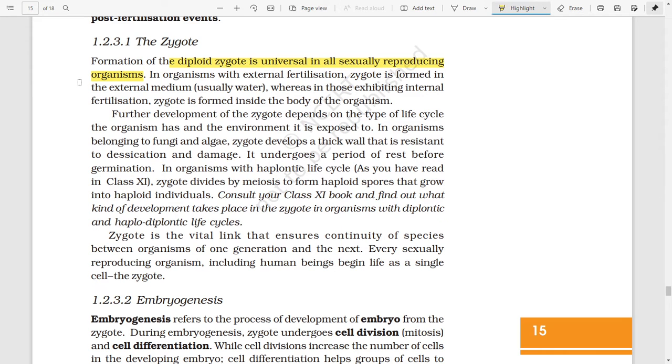Further development of the zygote depends on the type of life cycle the organism has and the environment it is exposed to. In organisms belonging to fungi and algae, the zygote develops a thick wall that is resistant to desiccation and damage. It undergoes a period of rest before germination. In organisms with a haplontic life cycle, the zygote divides by meiosis to form haploid spores that grow into individuals.